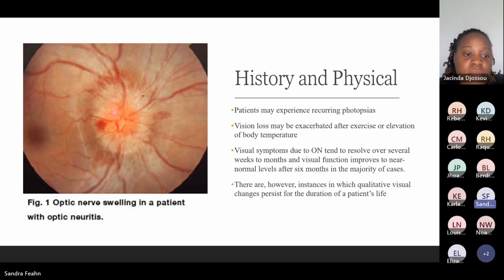So the history and the physical part of optic neuritis, patients may experience reoccurring photopsias, and vision loss may be exacerbated after exercise or elevation of body temperature. Visual symptoms due to optic neuritis tend to resolve over several weeks to months and visual function improves to near normal levels after 6 months in the majority of cases. However, there are instances where qualitative visual changes persist for the duration of a patient's life. And then to the left here, we can see the swelling of a patient's eye with optic neuritis.